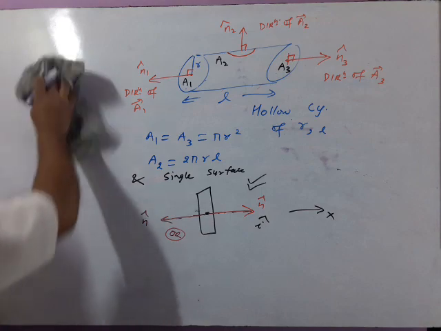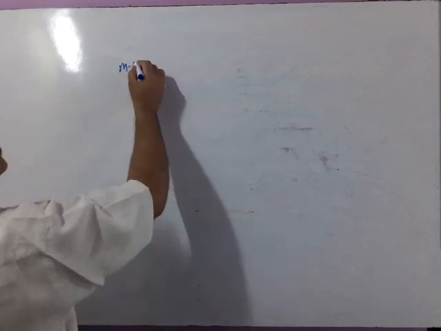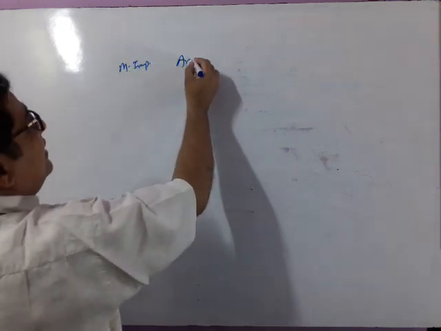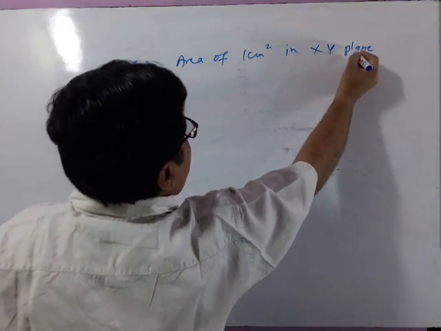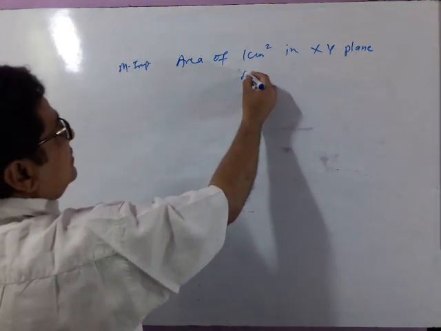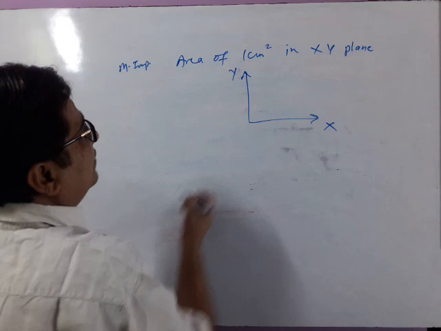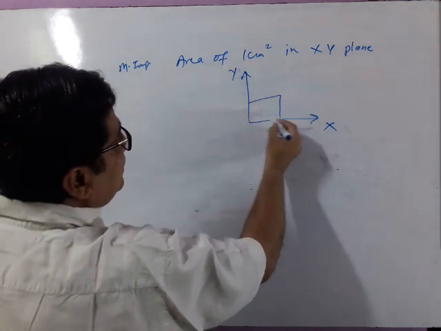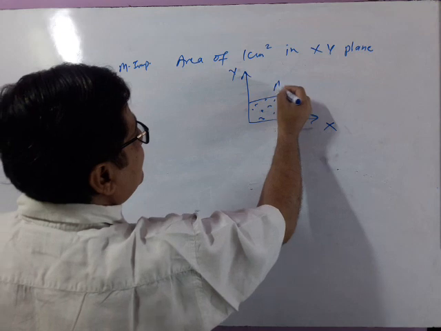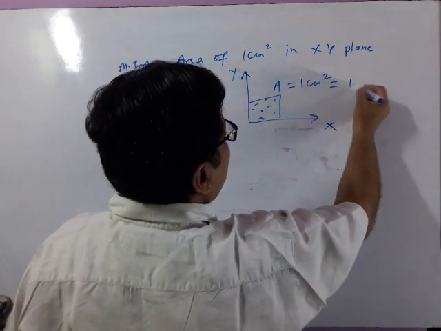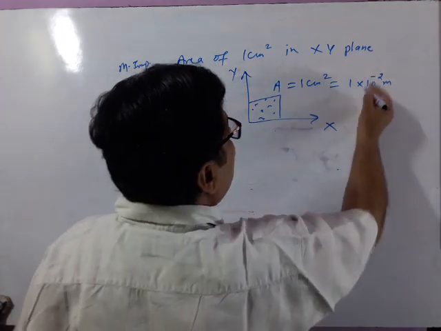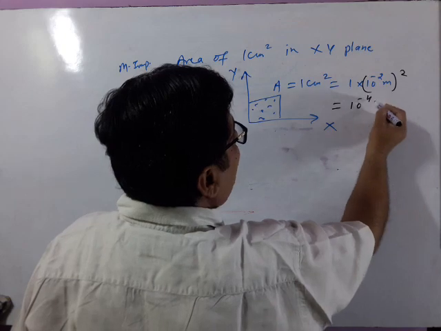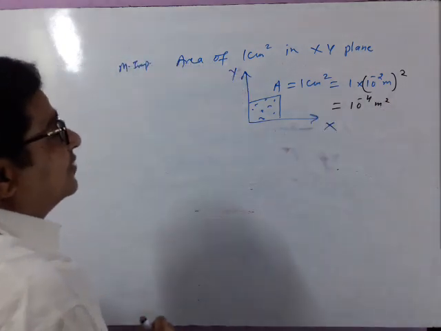See, as an example, this most important example. You are given an area of 1 centimeter square in the XY plane. See, this is X, this is Y, and this area is given in the XY plane. You know how to change: 1 centimeter is 10 raised to the power minus 2 meter. It is centimeter square, so whole square, it is 10 raised to the power minus 4 meter square. This is the magnitude of area.